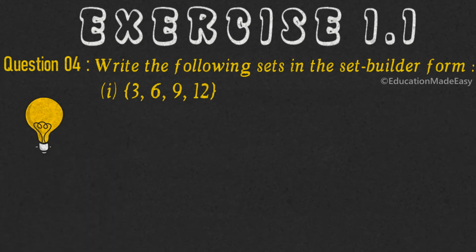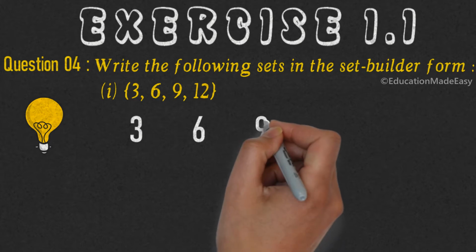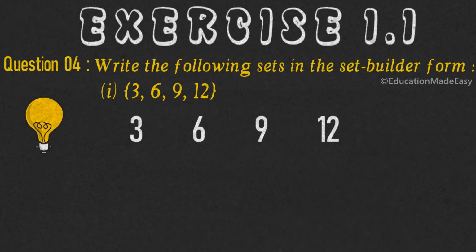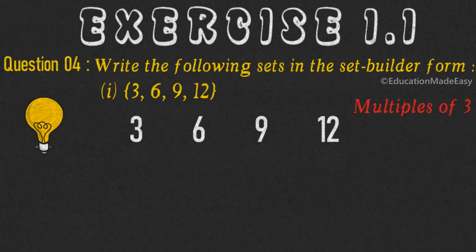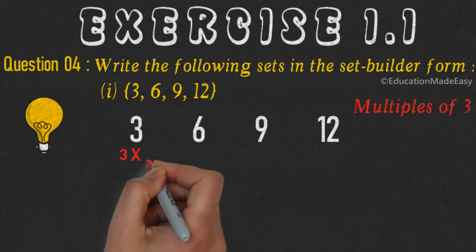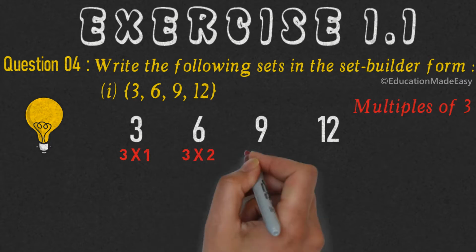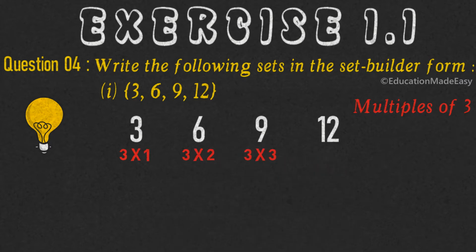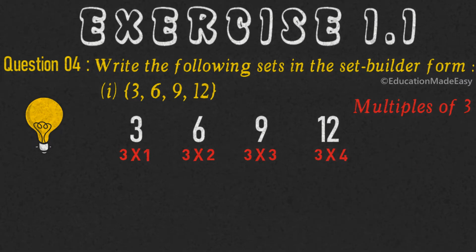Solution. The elements of the given set are 3, 6, 9, and 12. All of these elements are multiples of 3. Where 3 into 1 gives us 3, 3 into 2 gives us 6, 3 into 3 gives us 9, and 3 into 4 gives us 12.